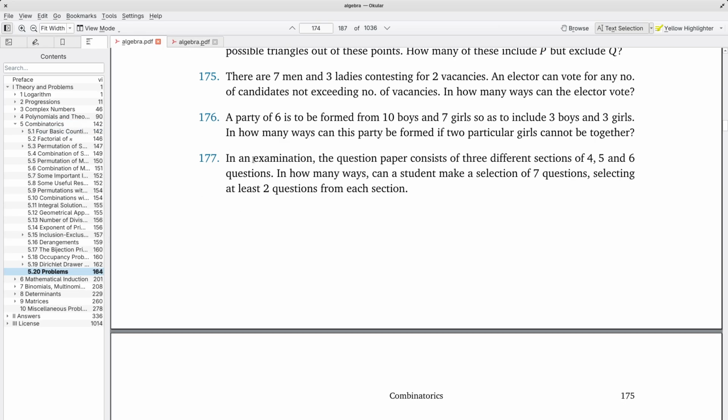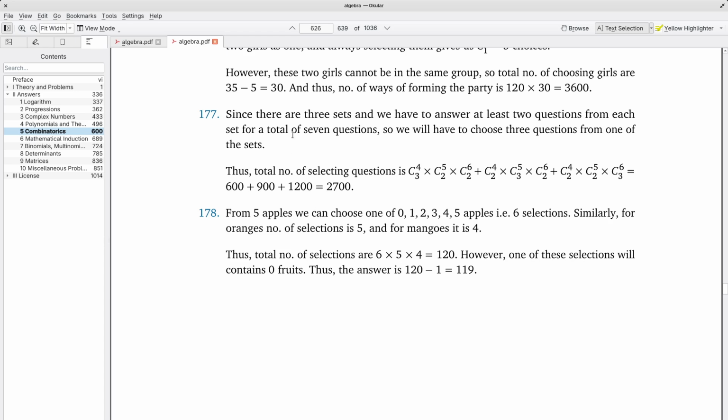Question 177 says that in an examination, the question paper consists of 3 different sections of 4, 5, and 6 questions. In how many ways can a student make a selection of 7 questions, selecting at least 2 questions from each section? So there are 3 sets and we have to answer at least 2 questions from each set. So we can choose 3 questions from any of the sets. Because 2, 3 are 6, so 1 extra question has to be chosen. So 1 extra can be chosen from any set.